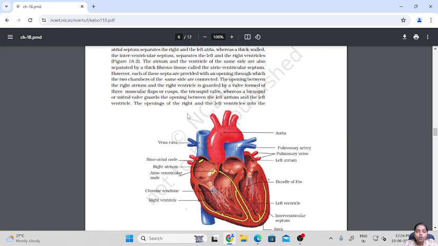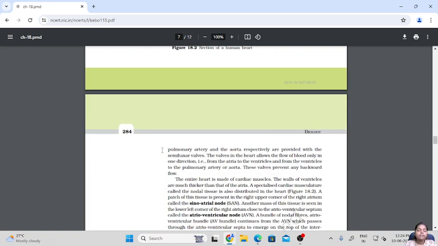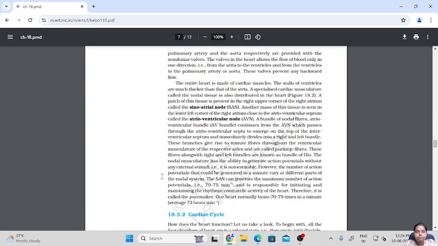The openings of the right and the left ventricle into the pulmonary artery and the aorta, respectively, are provided with the semilunar valves. These valves in the heart allow the flow of blood only in one direction, that is from the atria to the ventricles, and from the ventricles to the pulmonary artery or the aorta. So these valves prevent any backward flow.